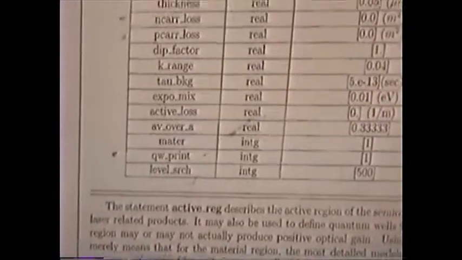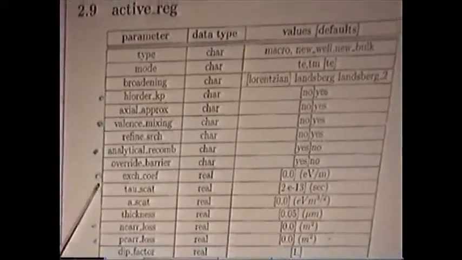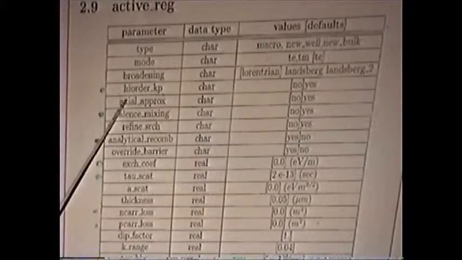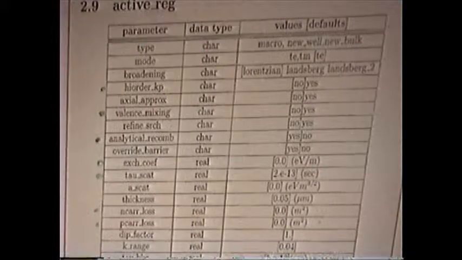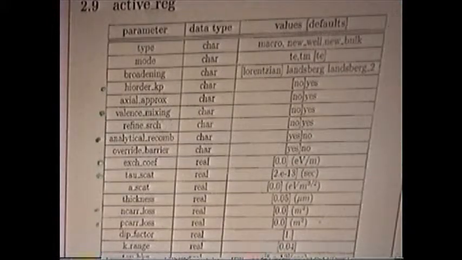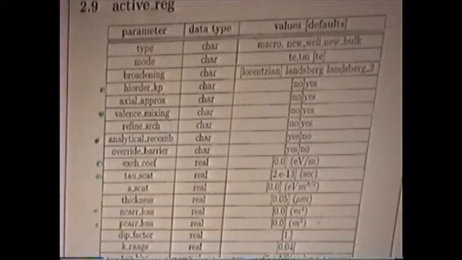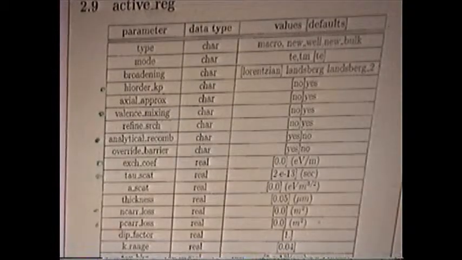Then the broadening model for the gain is by default a Lorentzian broadening model, but you can also use Landsberg or other models, the Asada model. There are several options. Whatever you believe in, you can use here, and you can also change the parameters of these models. Then I have made green dots on the very important commands that I normally put in addition to the default settings. One of these is valence mixing, which will include the interaction of the heavy hole and light hole bands. What the program normally does is use a k·p method, the 4x4 k·p method, to get that non-parabolic band structure, but then it fits this with a parabola to go back to the effective mass procedure.